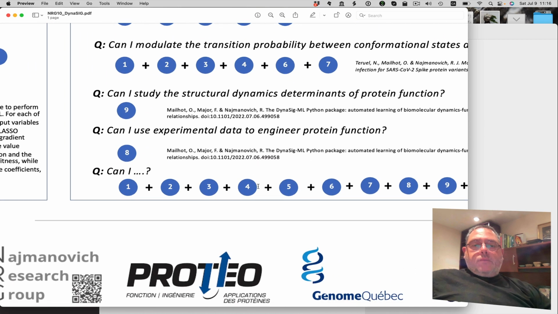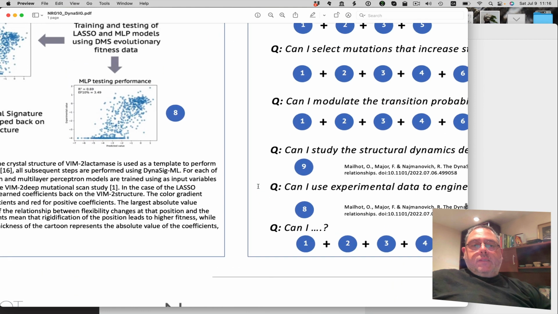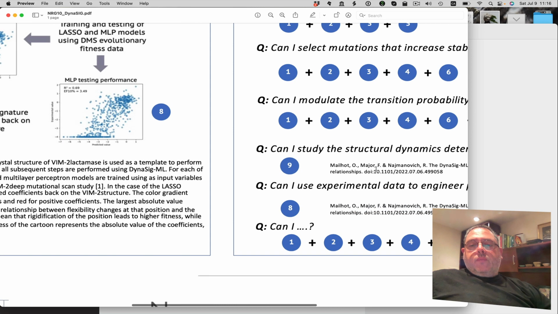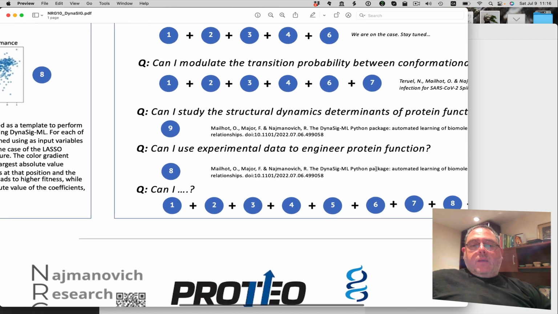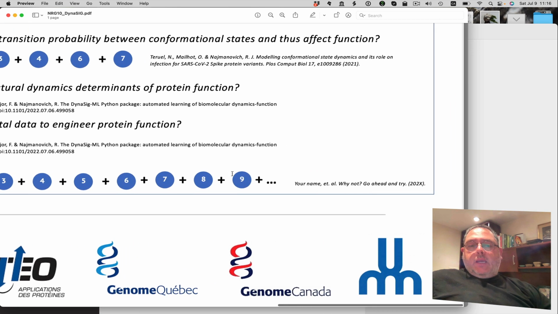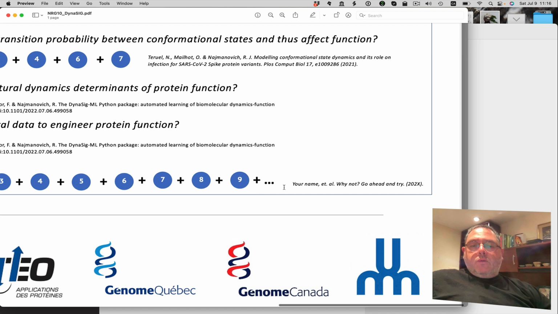Can I use experimental data to engineer function? Yes. Once you train your multi-layer perceptron, you can then challenge it with new mutations that were not used in training, and predict their effect. And what else can you do? Well, you can do whatever comes to your mind with our tools, and I'm looking forward to seeing what you can do with it. And perhaps this citation here will be your name in the future.